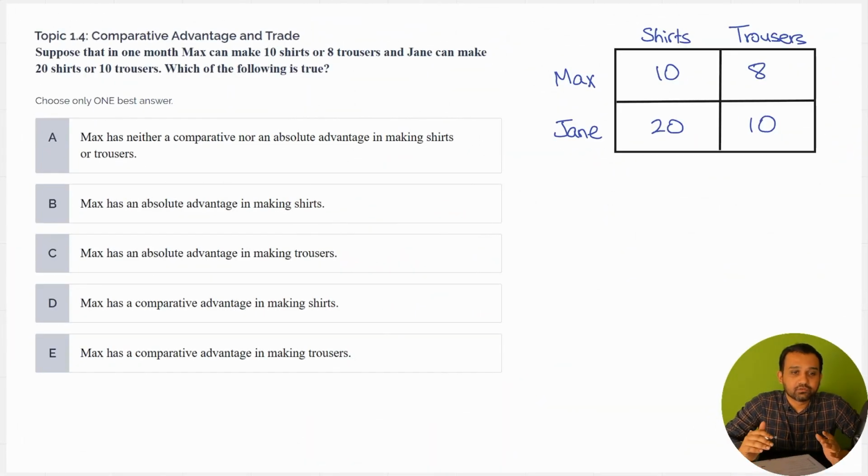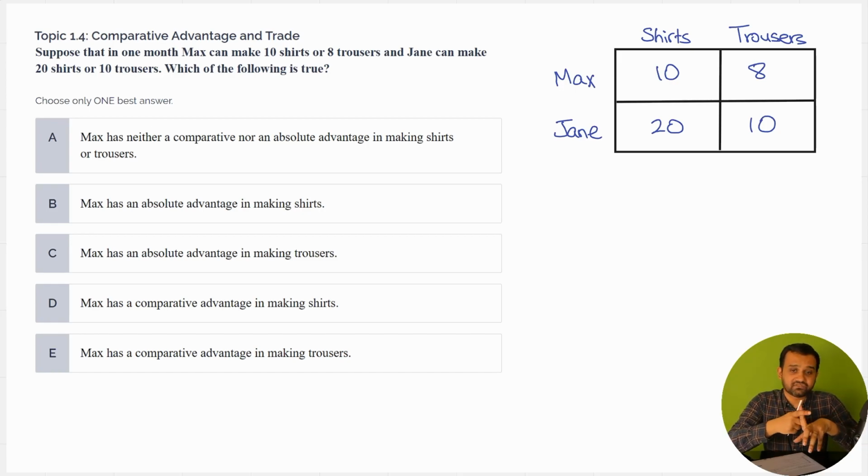In this question, we are not given a table of the production possibilities of Max or Jane, but with the information provided, you can make one, and I would recommend that you do so. Once you've drawn the table, we know that Max can produce 10 shirts or 8 trousers, whereas Jane can produce 20 shirts or 10 trousers, all in a single month. We can figure out who has comparative advantage in what and who has absolute advantage in what.